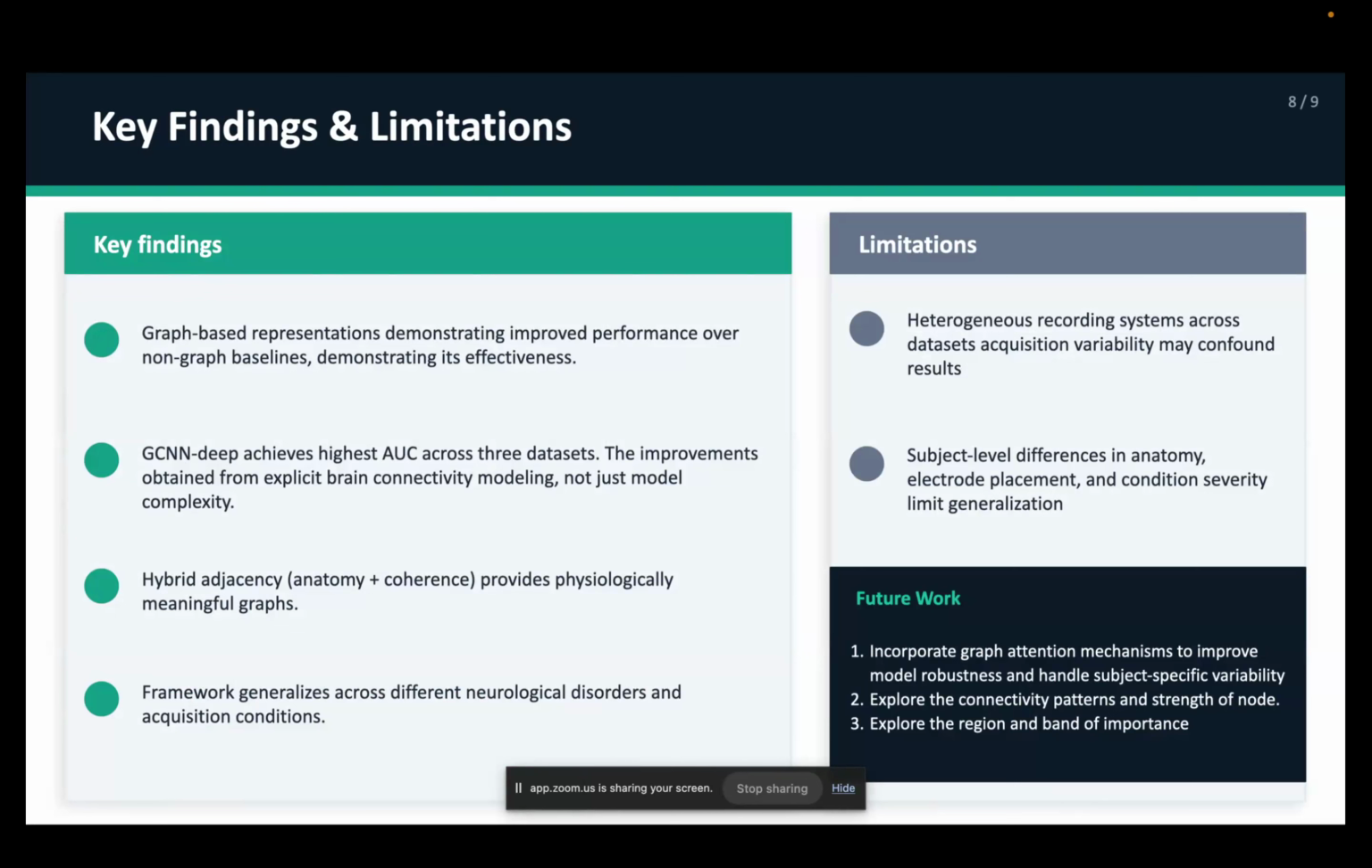The limitations of our work: as the datasets belong to different geographical regions, this involves performance gaps in our model. With heterogeneous recording systems across datasets, acquisition variability may confound the results. Subject-level differences in anatomy, electrode placement, and condition severity may limit generalization. The future work incorporates a graph attention mechanism to improve model robustness and handle subject-specific variability, explores the connectivity patterns and strength of nodes, and explores the regions and bands of importance involving these particular neurological conditions.